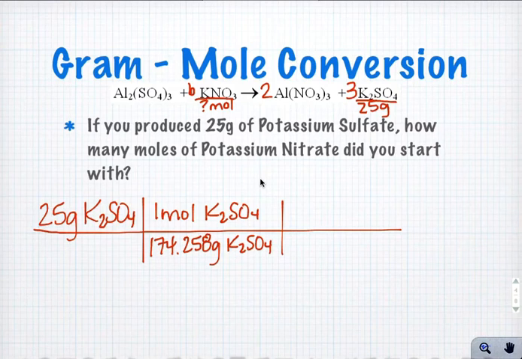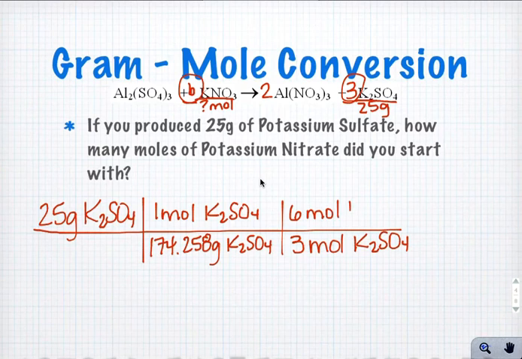And then once you're in moles, you can convert from moles of one substance to moles of another using the mole ratio in the actual chemical equation. Since we have moles of K2SO4 on top, we're going to want to put the 3 moles of potassium sulfate on bottom and the 6 moles of potassium nitrate on top. And now, since the units match, we can set this up and cross stuff out.